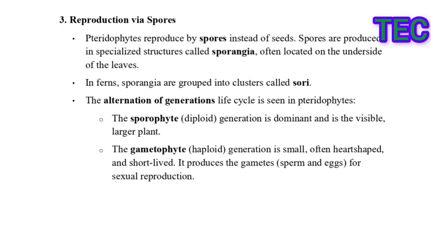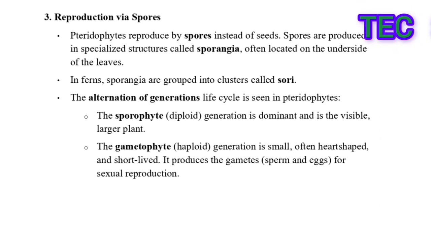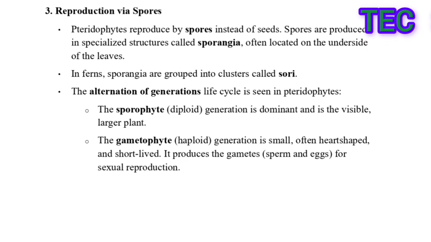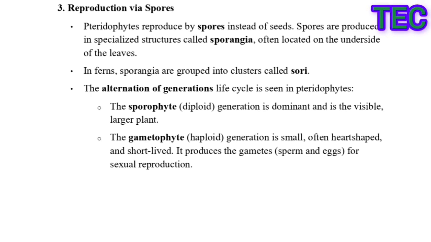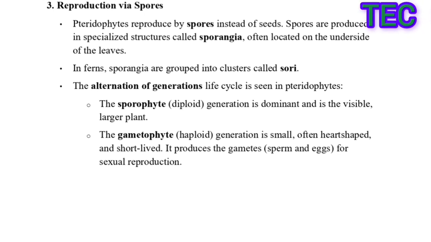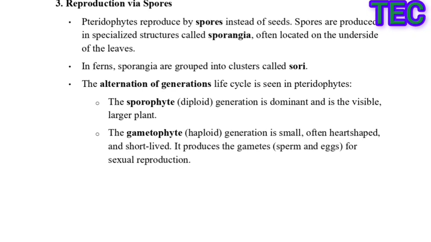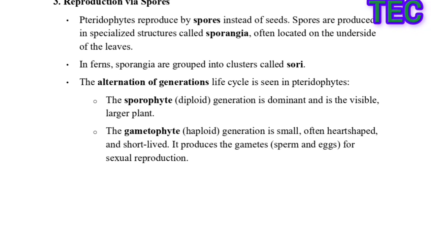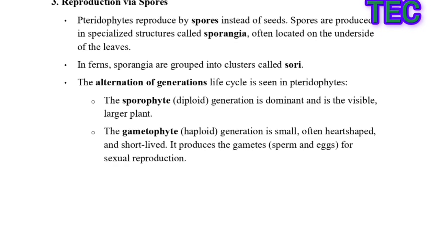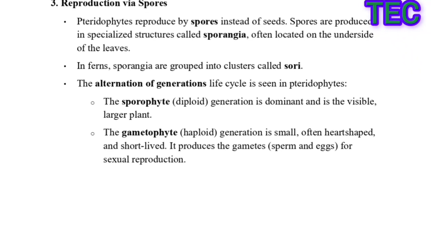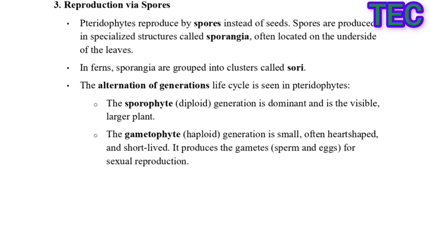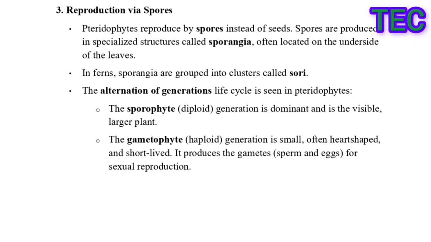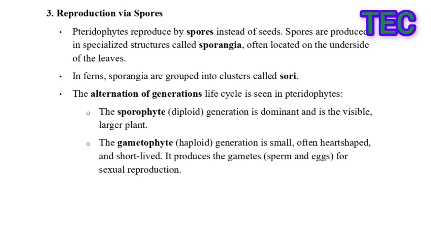Under that, you can also talk about alternation of generation. They also show what you call alternation of generation. This life cycle is seen in pteridophytes. As we talked about earlier in lesson 1, the sporophyte, or the diploid generation, is dominant and is the visible larger plant. The gametophyte, or the haploid generation, is small, often heart-shaped and short-lived. It produces the gametes, the sperm and the egg for sexual reproduction.